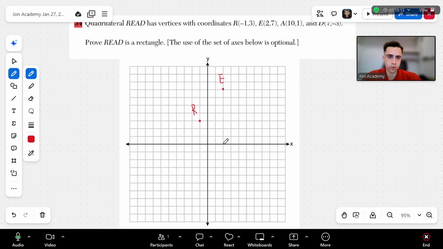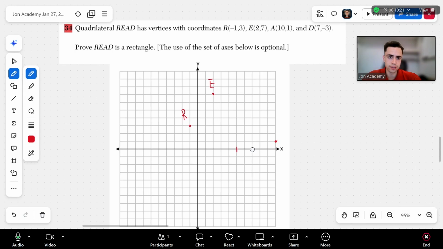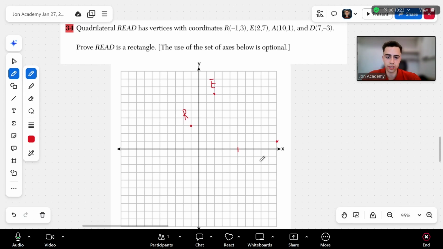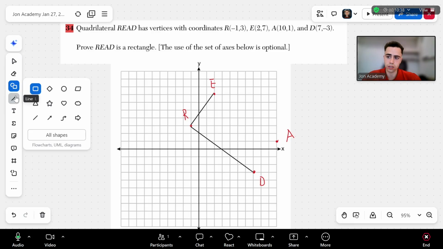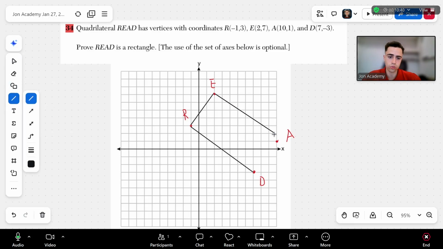A is 10, 1, so that's going to be over here, and D is 7, minus 3. 7, minus 3 is here, D. So we name this, no? And then we draw the lines for the rectangle, no? Yeah, it's a quadrilateral at first, no? But it's going to end up being a rectangle. That's what we need to prove.